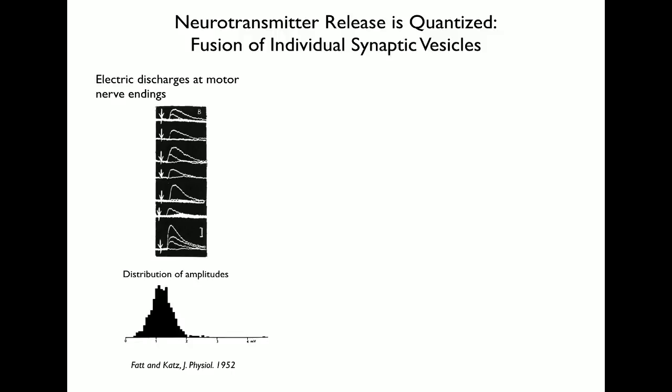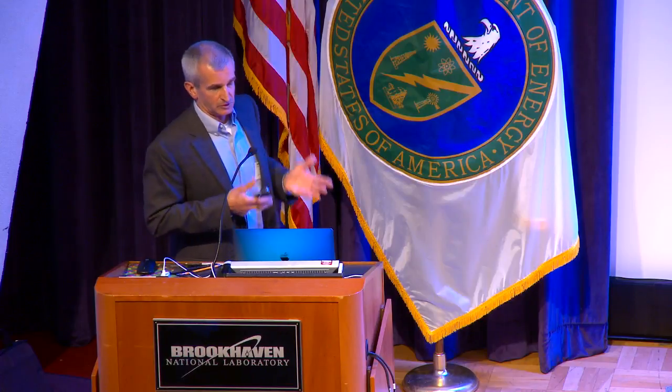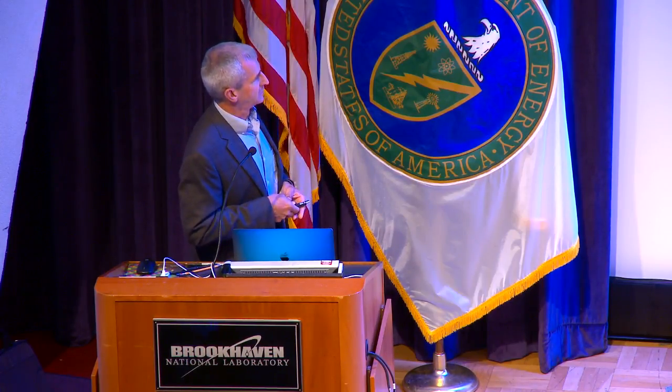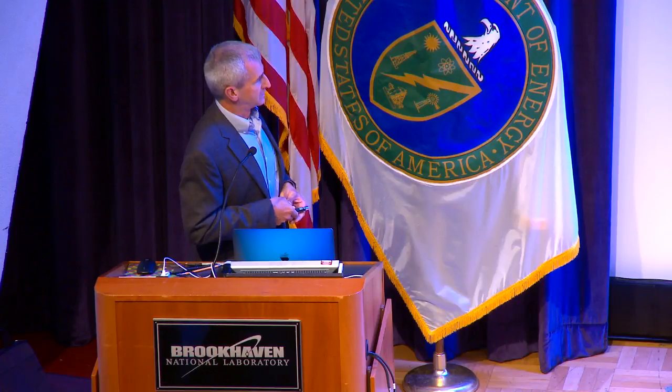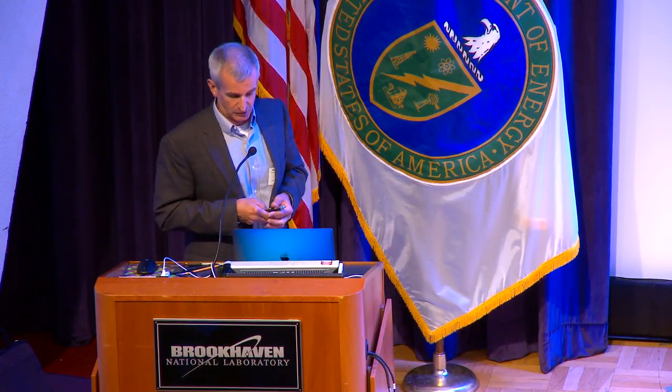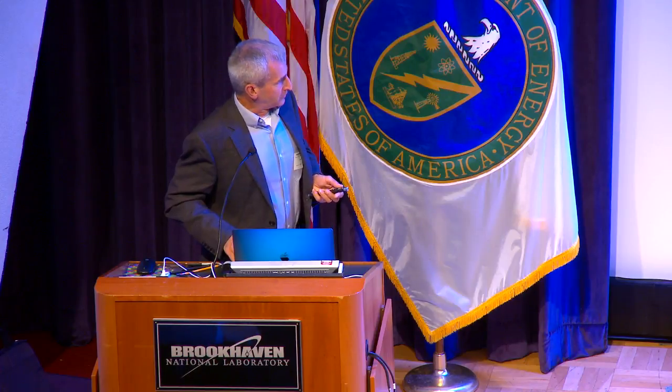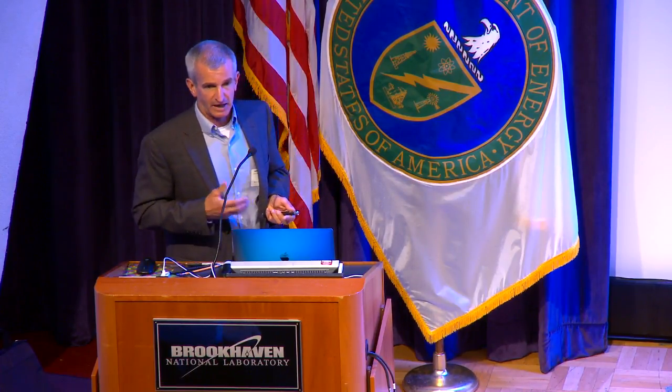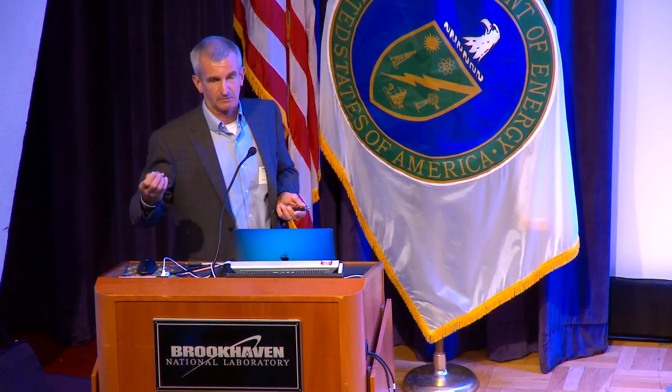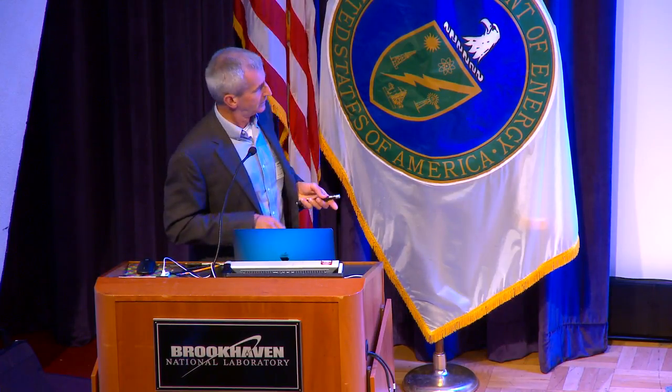That led Katz to propose that the release of neurotransmitter occurs in discrete jumps, or as people call it, that it's quantized. Now, a quantum here is not a single particle, unlike in physics. It's really a bunch of neurotransmitter molecules, but the point is that the amount of transmitter is a certain discrete entity, or the average amount. And of course, what he then realized is that this corresponds to the fusion of individual synaptic vesicles with the plasma membrane.